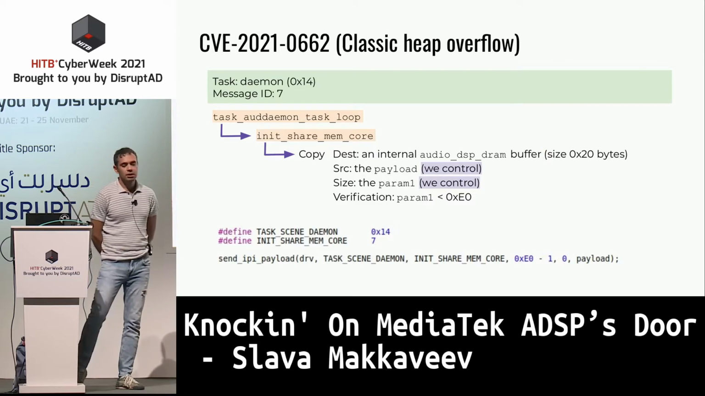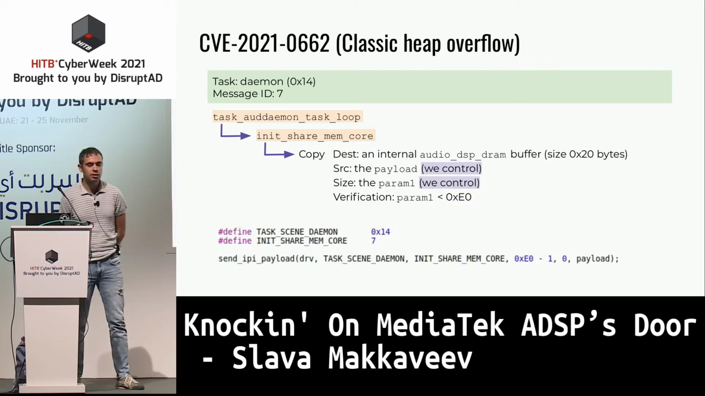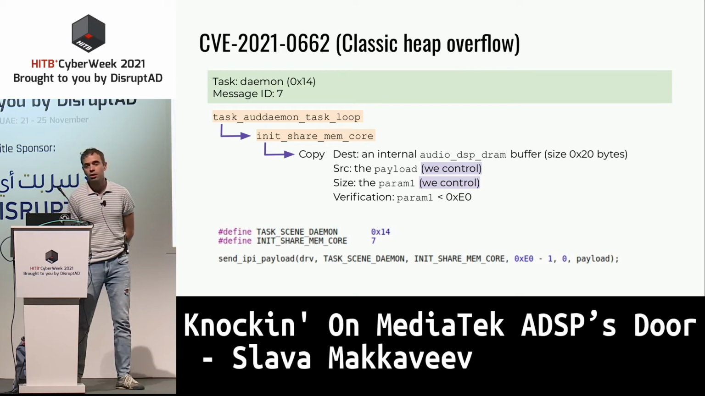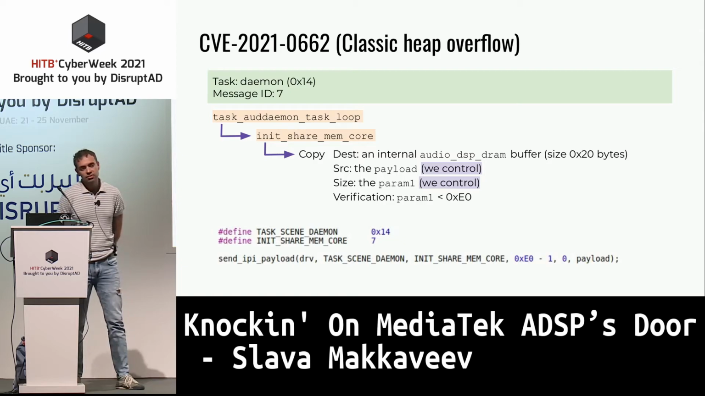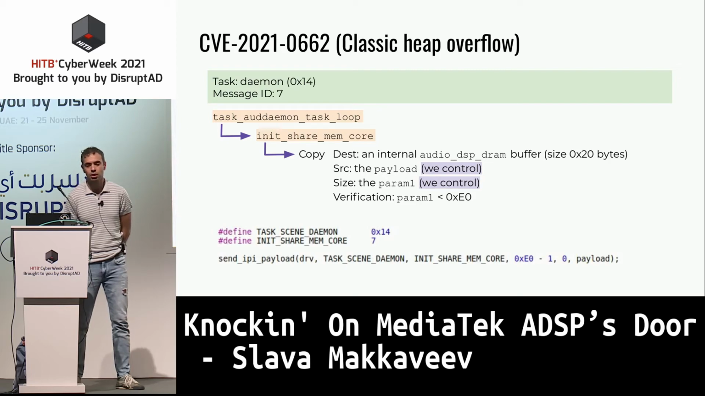This is the second write vulnerability. The task audio daemon task loop function, upon receiving a message with ID 7, calls the initial RMM core functions, which again copy the message payload to a heap allocated message buffer, using param 1 as the number of bytes to copy. This function contains a check that param 1 is less than E0. But the size of the destination buffer is 20 bytes, and this means that we can freely overflow C0 bytes in the heap. To patch the audio DSP heap memory, it's enough to send the relevant EP message to the daemon audio tasks and transmit the message payload as a part of the message. That's all.